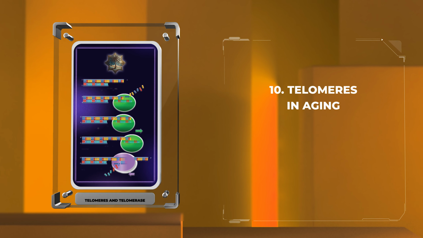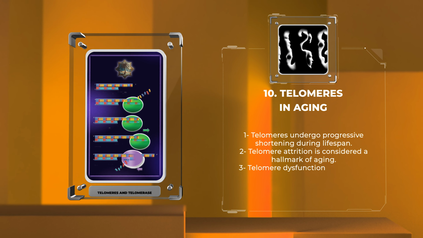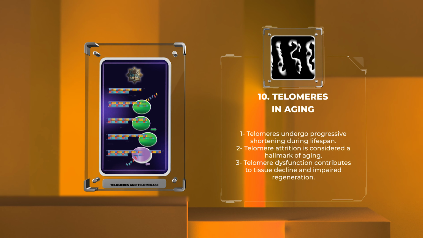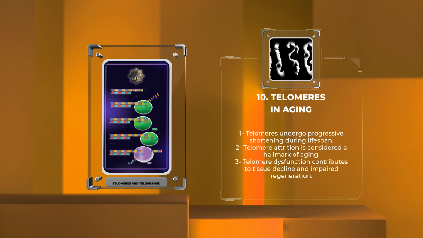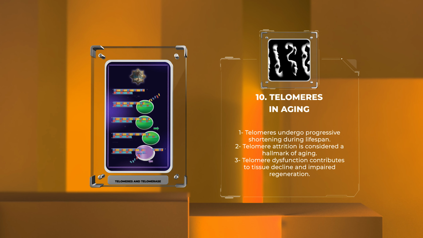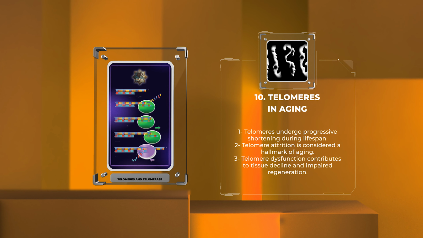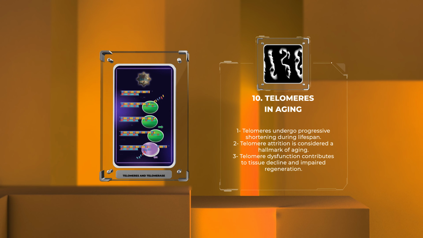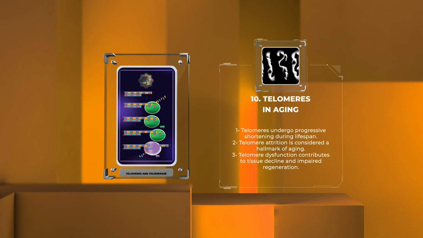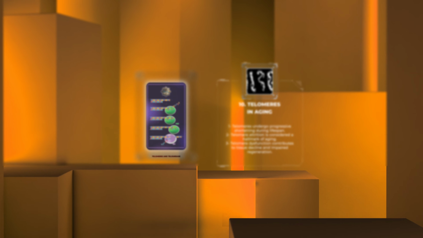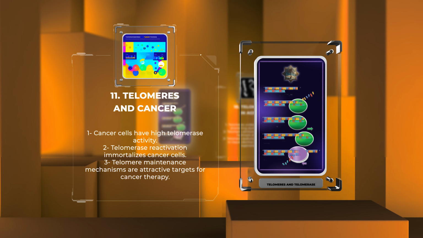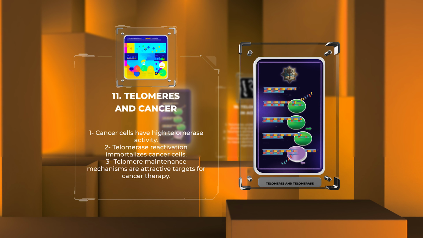Telomeres undergo progressive shortening throughout an individual's lifespan, reflecting the replicative history of cells. The attrition of telomeres is considered a hallmark of aging and is associated with age-related diseases, including cardiovascular disease, neurodegenerative disorders, and cancer. Telomere dysfunction contributes to the decline in tissue homeostasis, stem cell exhaustion, and impaired regeneration observed during the aging process. Cancer cells exhibit high telomerase activity, allowing them to maintain telomere length despite extensive cell divisions.